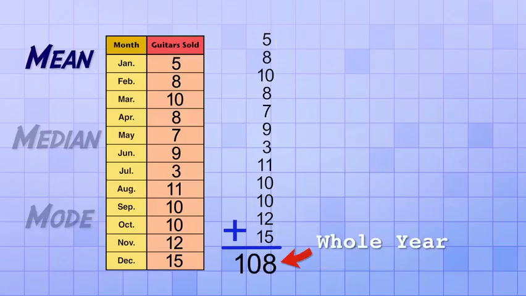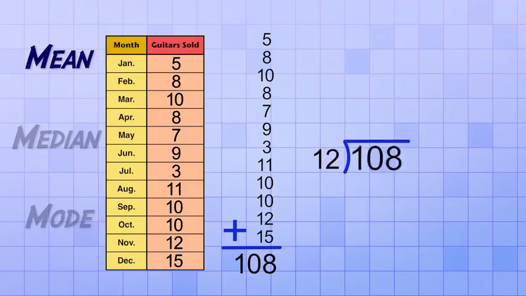But to get the mean sold each month, we need to divide that total by the number of months, which is 12. 108 divided by 12 is 9. So the mean, or average, is 9.